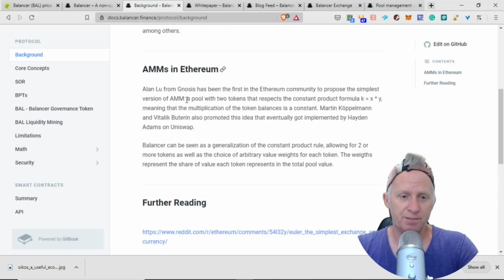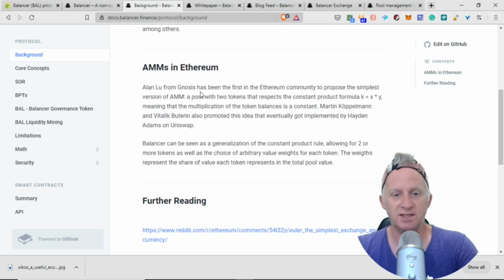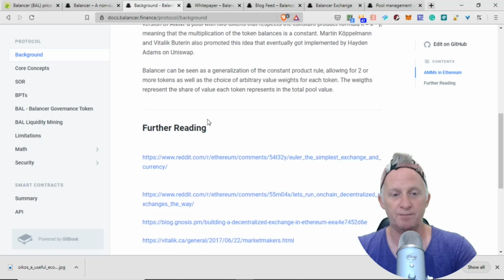AMM and Ethereum. Alan Lou Niozis has been the first in the Ethereum community to propose the simple version of AMM, a pool with two tokens that respect the constant product formula K equals X multiplied by Y, meaning that the multiplication of the token balances is a constant. Martin Koppelman and Vitalik Buterin also promoted this idea that eventually got implemented by Hayden Adams on Uniswap.